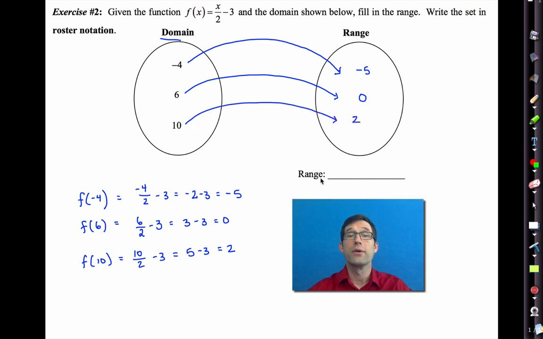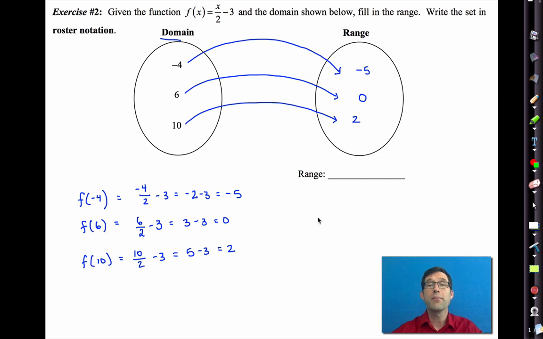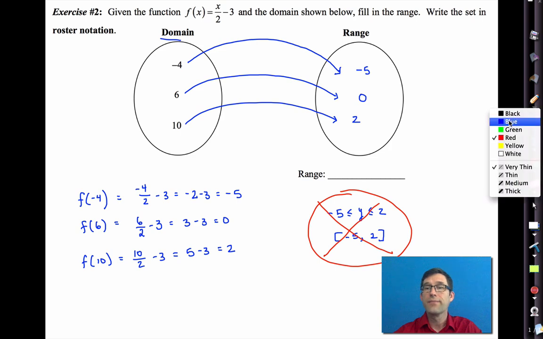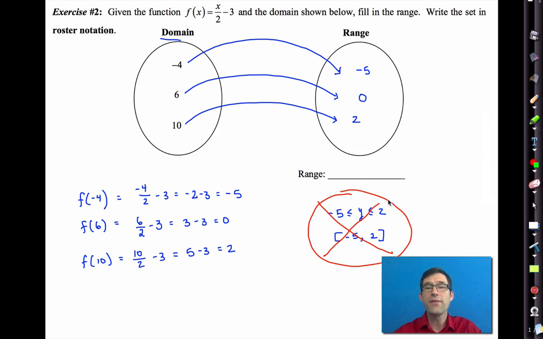Now, it's important. The range here cannot be stated as negative 5 less than or equal to y less than or equal to 2. Certainly we can't use interval notation either. So I'm gonna change to red and put a giant X through it. The reason I can't do that, and listen to this carefully, is that if I have an answer like this one or this one, what that implies is that any real number between negative 5 and 2 lies in the range.